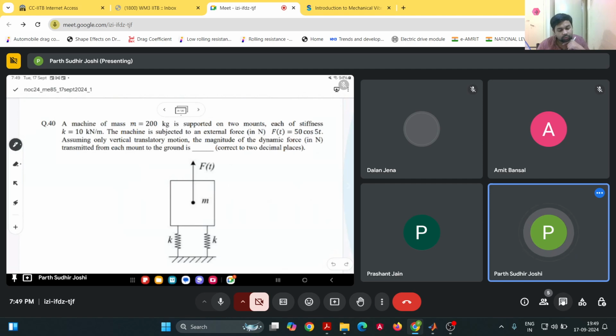So this is about a machine subjected to an external force. We need the magnitude of the dynamic force transmitted from each mount to the ground. How is the dynamic force being transmitted to the ground? It is through the spring forces, right? So we can just write down the equation of motion.